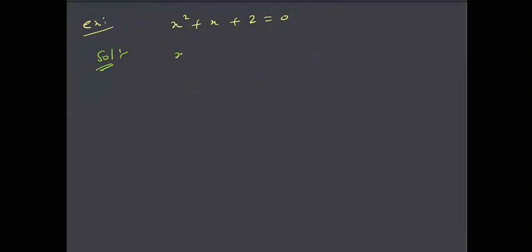So if I solve this using the quadratic formula, that is minus b plus minus square root of b square minus 4ac by 2a, you can see that here a equals 1, b equals 1 and c equals 2. So let us just put the values.